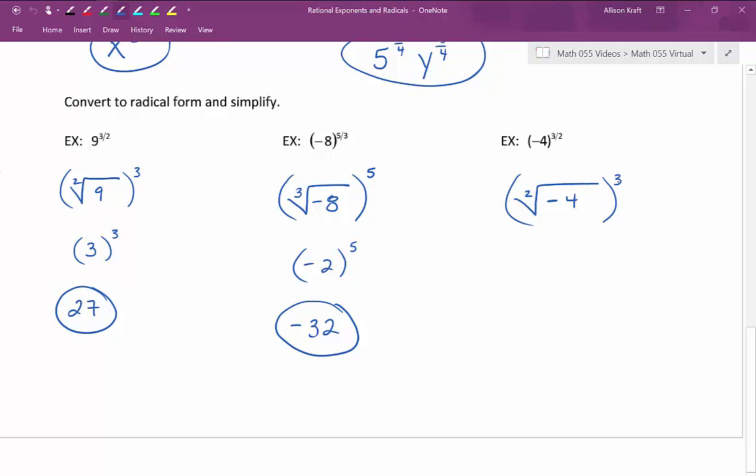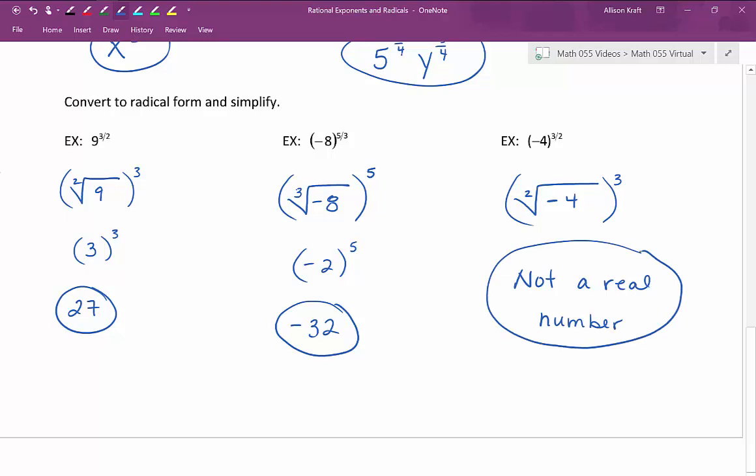I have a negative radicand, so I need to turn my attention to the index. The index is 2, which is an even number. I cannot have a negative number under an even index. This is not a real number. That's something you always have to look out for. No matter what you're doing in math, you have to be concerned about a negative number under an even indexed radical.